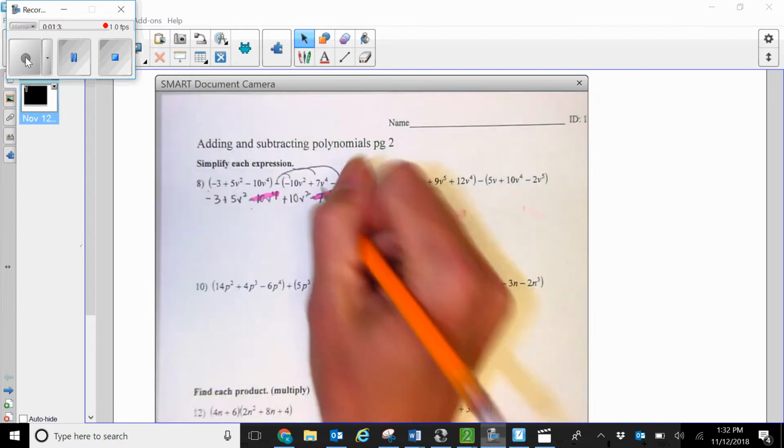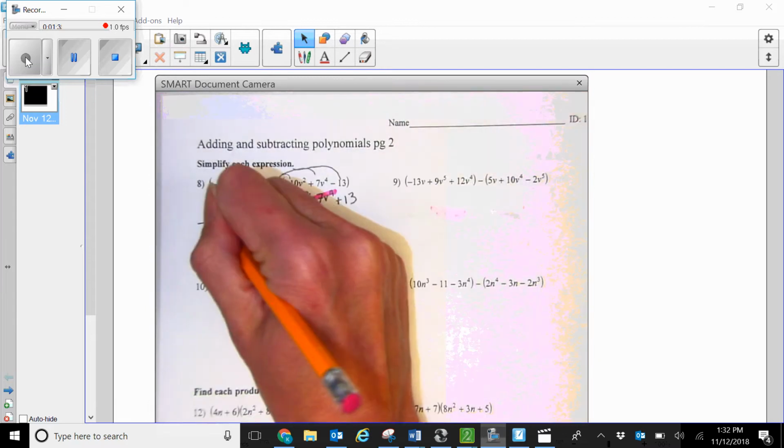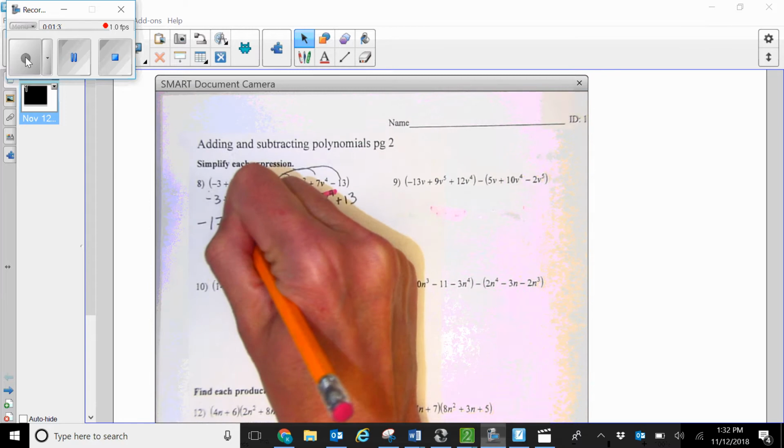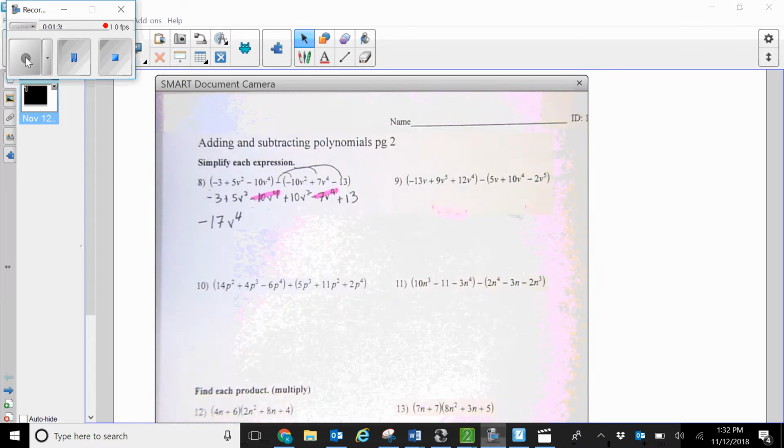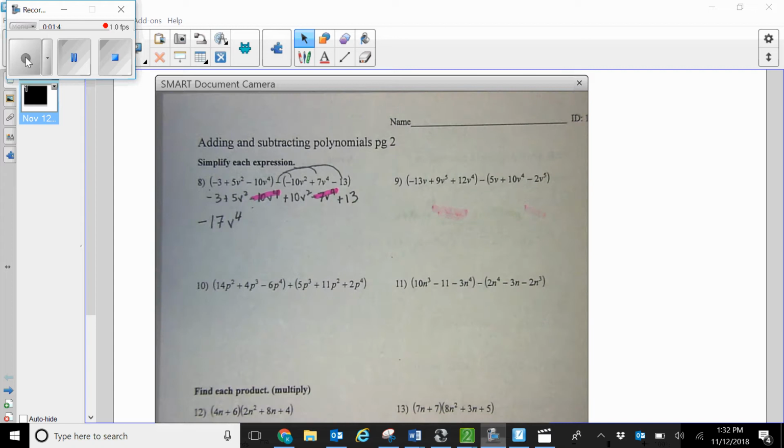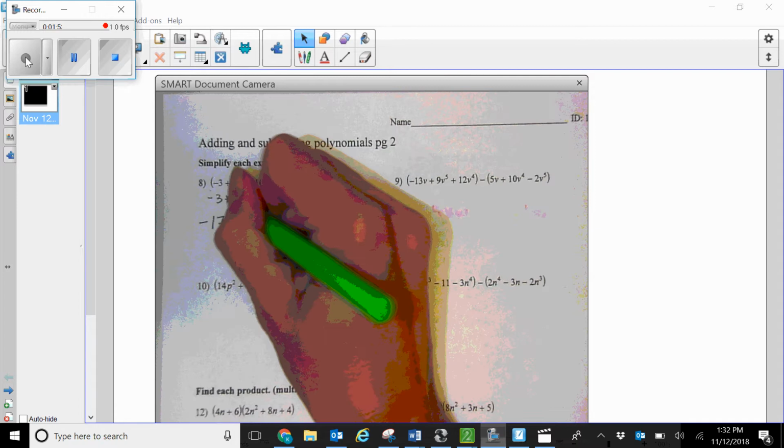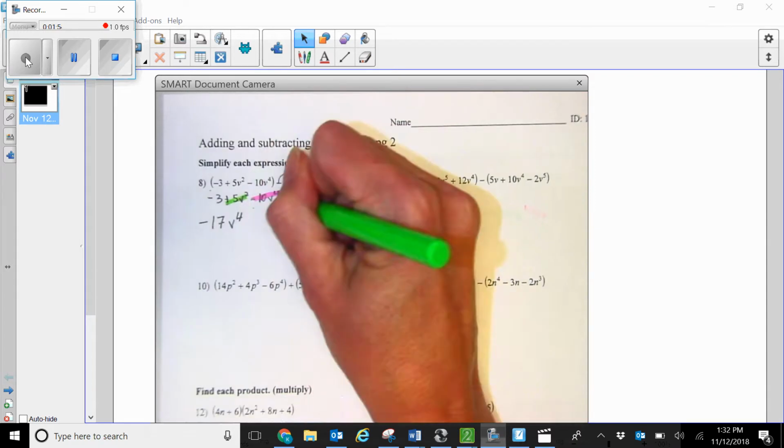Negative 10 and negative 7 give me negative 17, and it's still v to the power 4. We're not changing their exponent. We're just gathering up all our v to the fourth powers. Then I count down from there. I'm looking for anything with v to the third. I don't see it. So next will be v squared, and I see plus 5v squared and plus 10v squared.